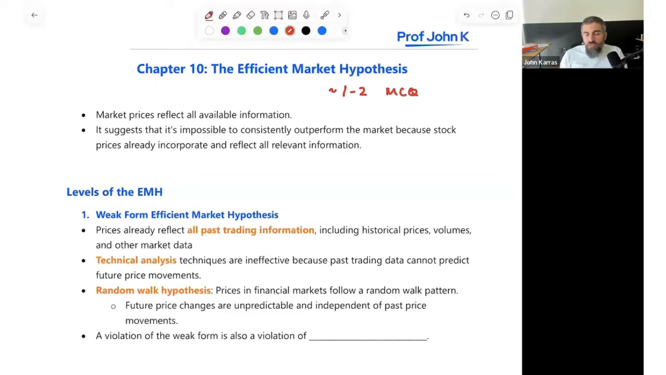It's about a theory called the efficient market hypothesis. So let's just talk about what that means. An efficient market, the word efficient, means something that quickly responds to information. Okay.